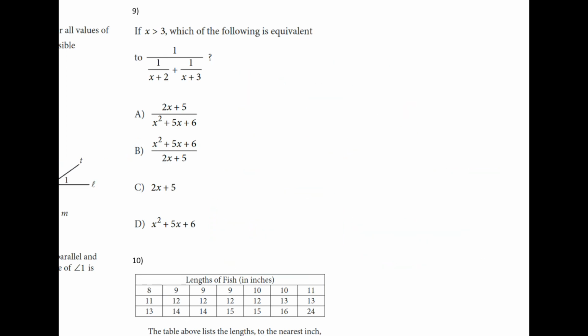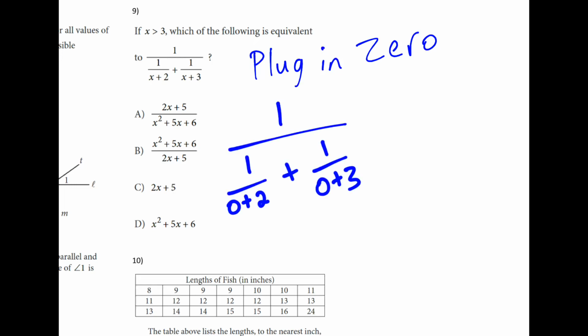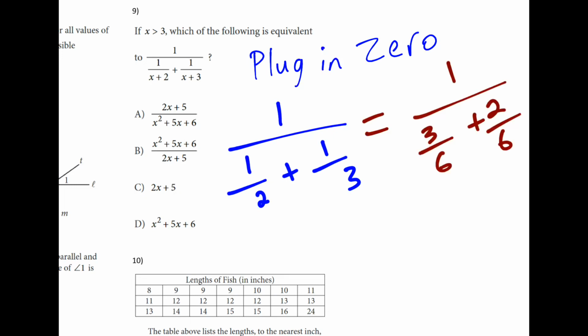Then, as promised, here's the shortcut method. Plug in 0. It allows you to cancel out lots of things, which make this problem quite a bit easier. So if I put in zeros for x in the original equation, I'm going to be adding 1/2 and 1/3. To find a common denominator, I'm going to convert these to sixths, where I have 3/6 and 2/6. When I combine, I'm left with 1 divided by 5/6, and the same idea happens.